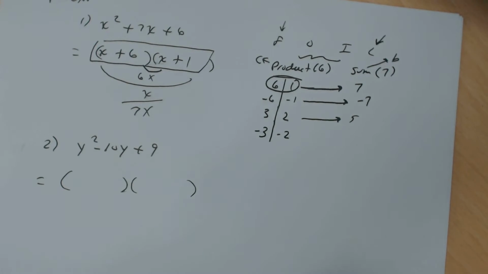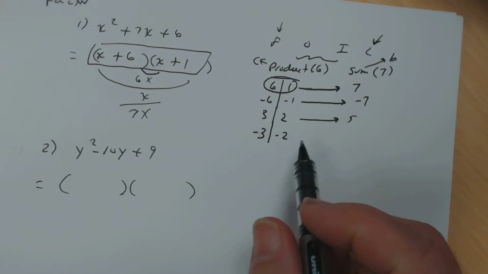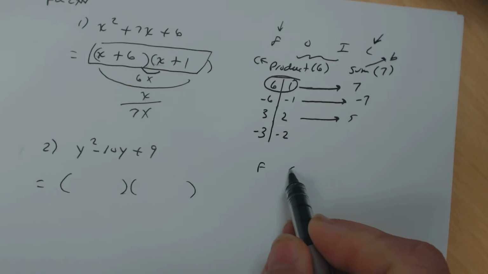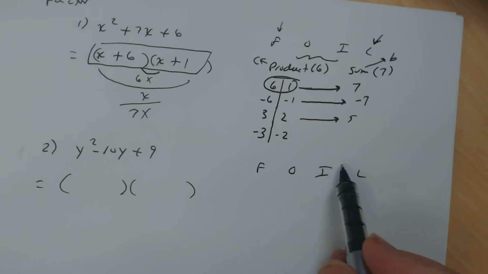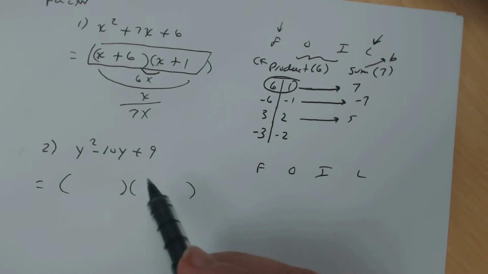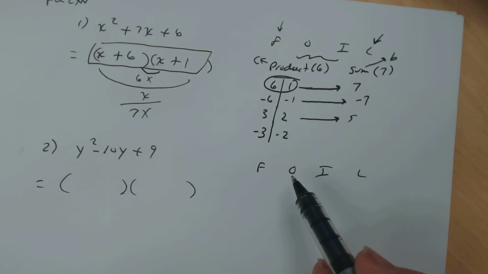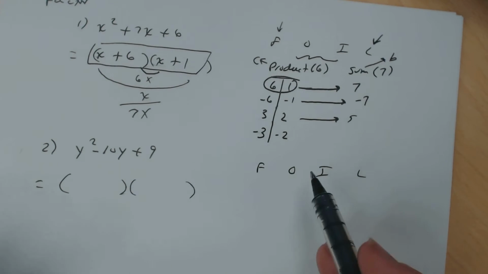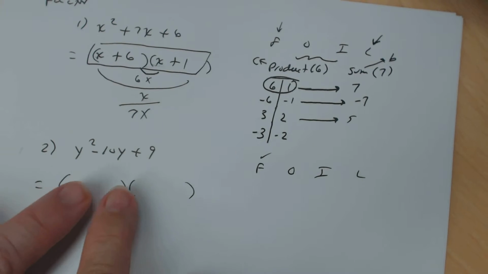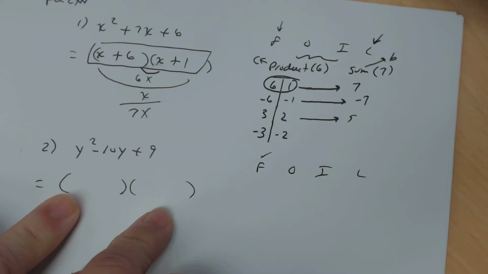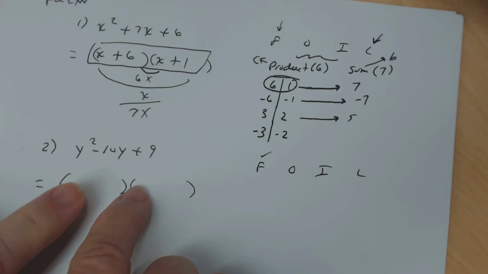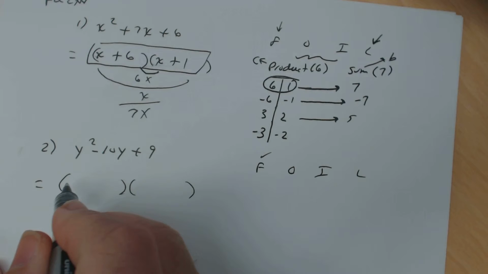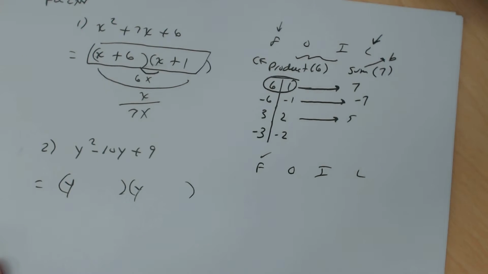Okay? So let's use the idea of product and sum and the idea of FOIL. In the next section, you're going to use the idea of FOIL to help you through this. So let's think about it using FOIL as we go through all these problems. Always go to F first, the first. What times what is y squared? You want to get that first term. First times first is first. So y times y is y squared. So I know right away I'm going to need y's here.